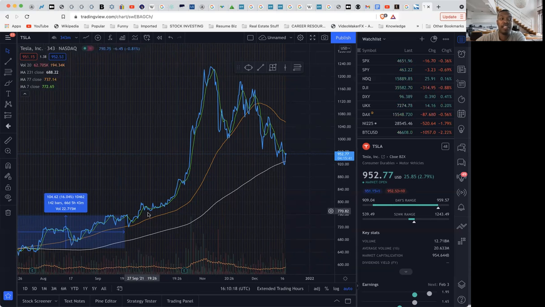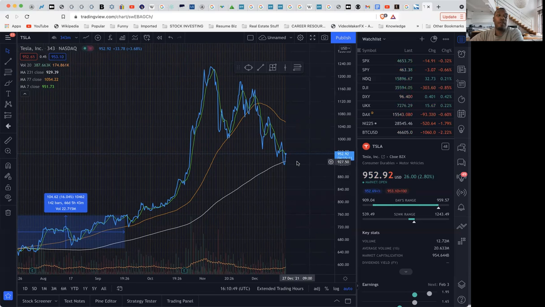The gold line is the 77. That's the 77-day moving average right here. The green line is your 7-day moving average. The little blue line you see is just the current price of the stock at this moment. So right now, looking at Tesla, it's at 953, and it was as low as about 912 this morning. So it's actually jumped quite a bit.